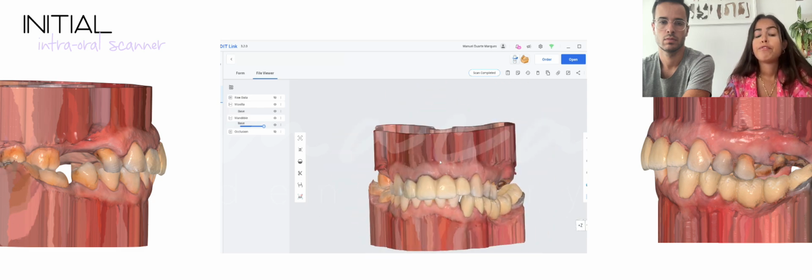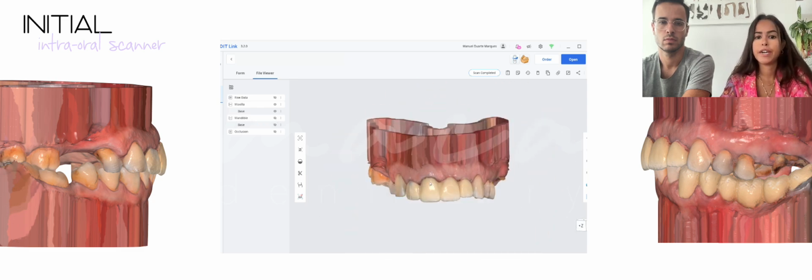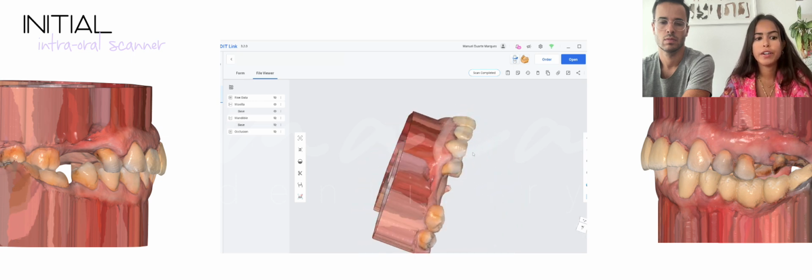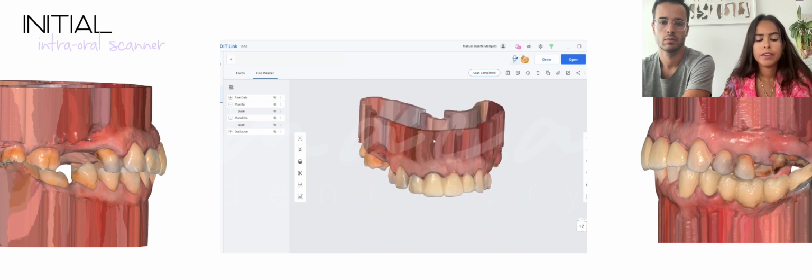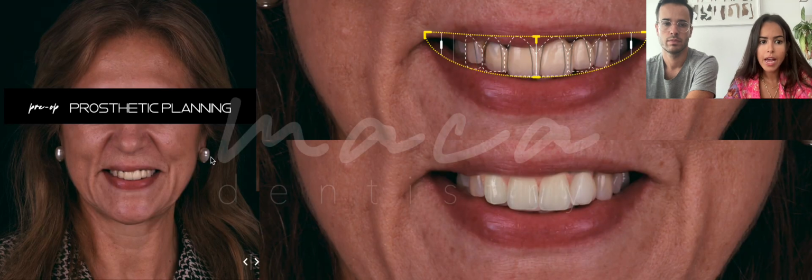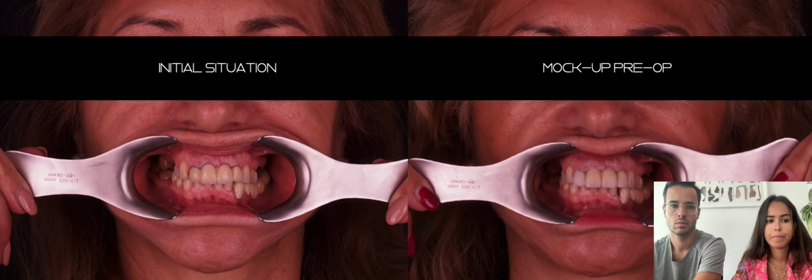In order to perform a proper pre-surgical prosthetic plan of the case, we did an initial intraoral scan, which you can appreciate here. You can see a video and also some photographs of the scan. And also a 2D simulation using a specific dental CAD program. Then the 2D simulation was translated to a 3D mockup and tested on the patient's mouth.